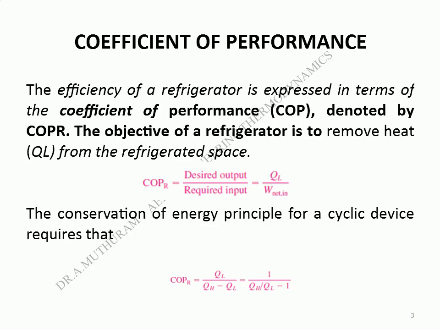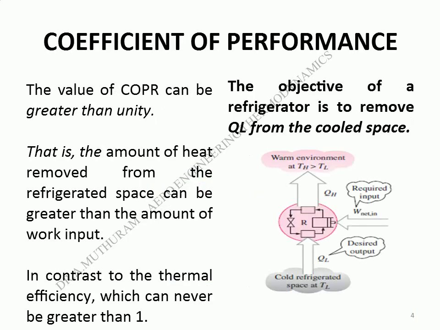Q_L / (Q_H - Q_L). The value of COP_R can be greater than unity. That is, the amount of heat removed from the refrigerated space can be greater than the amount of work input, in contrast to the thermal efficiency, which can never be greater than 1. The objective of a refrigerator is to remove Q_L from the cooled space.